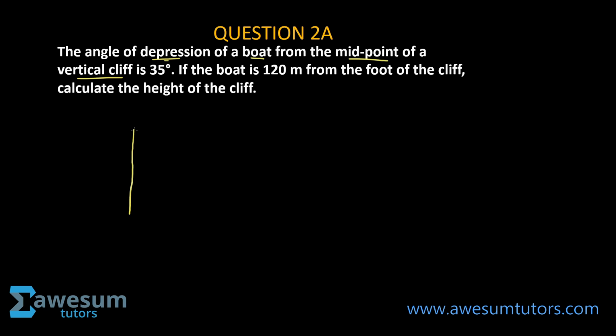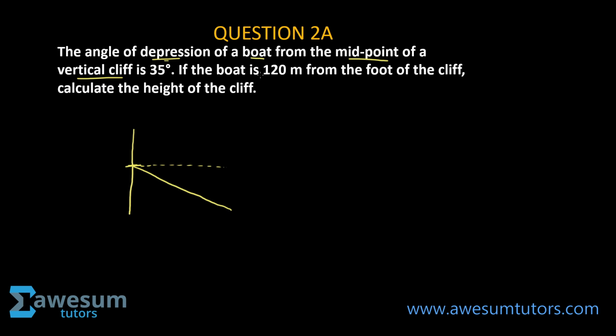Now it says from the midpoint of the vertical cliff. So let's say this is the vertical cliff, and I will take this as the midpoint. From this midpoint, you are looking down. That is the angle of depression of a boat from the midpoint. Take note, this is the normal eye level at the middle of the vertical cliff, but you are looking down, depression, to the boat.